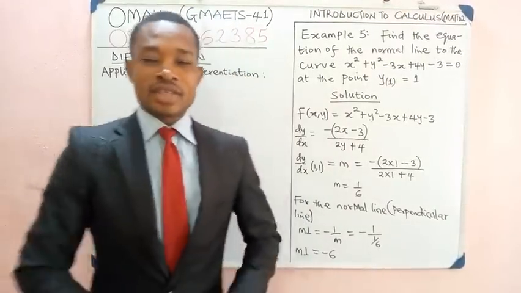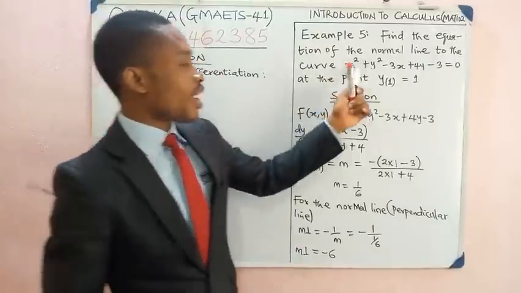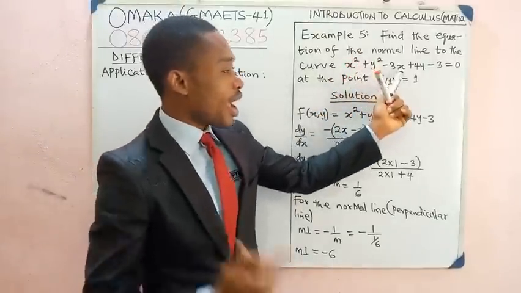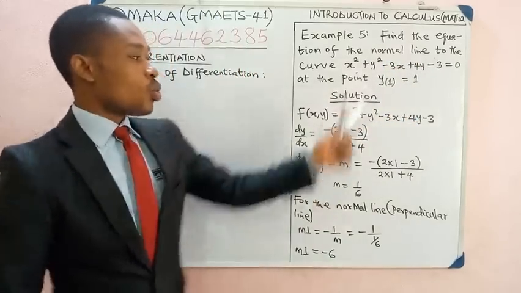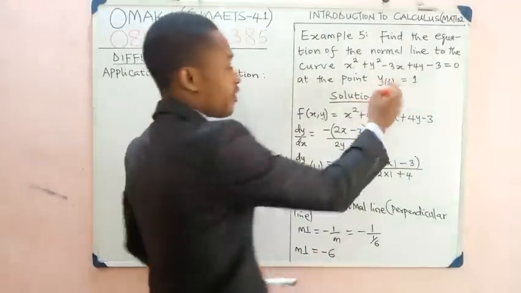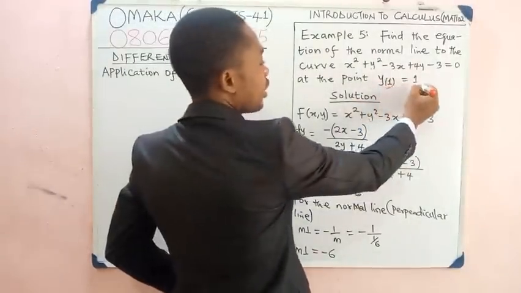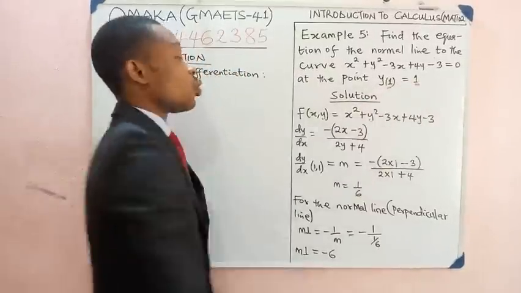Now we are going to look at this example number 5. We are asked to find the equation of the normal line to the curve x squared plus y squared minus 3x plus 4y minus 3 equal to 0 at the point (1, 1). What does it mean? It means the value of x is 1 and the value of y is 1. This value is the value of x. This is the value of y.